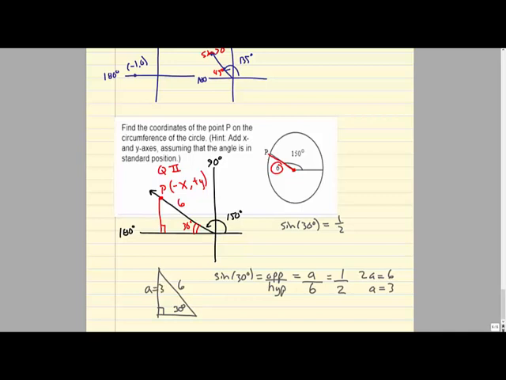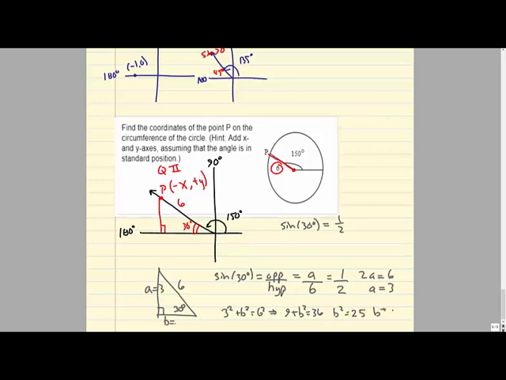So I'd get a equal 3. And then to find this other missing side, we'll call b. So for b, I would use a squared plus b squared equals c squared. So 3 squared plus b squared equals 6 squared. So here I'd have 9 plus b squared equals 36. B squared equals 36 minus 9 is 25.